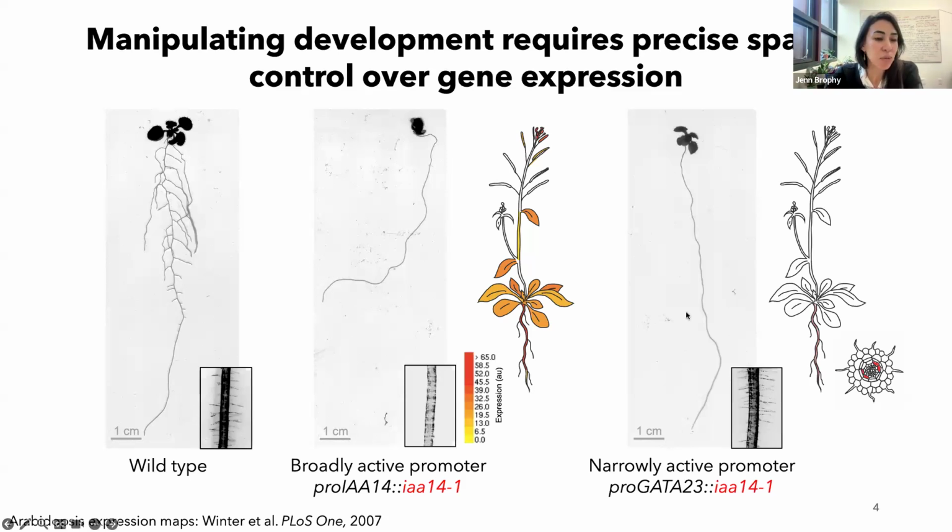Now, if we take that same mutant protein and we express it from a promoter that's only active in one cell type, in this case, the stem cells that will later become lateral roots, we can make a targeted change in root structure. So in this plant all the way on the right, there are no lateral roots being made, but it's otherwise identical to the wild type plant. And so the strategy that we have in my lab is to really precisely control where we express genes in order to make targeted changes in the structure of a plant.